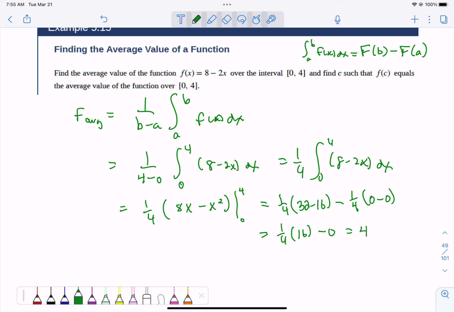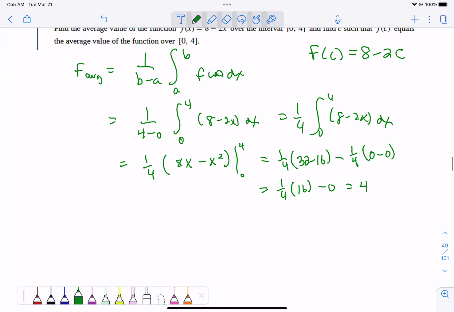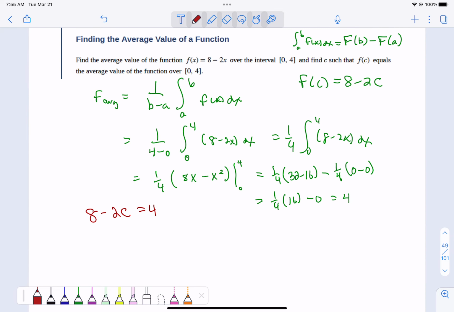So where will our average value be 4? Well, we want to find an f of c. So what the heck is f of c? Well, that's just 8 minus 2c. And we're looking for where will 8 minus 2c equal 4? Well, we're just going to solve for c, and then we will find the c value such that f of c is that average of 4.